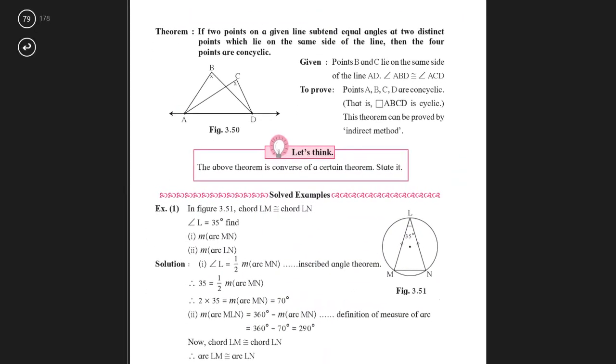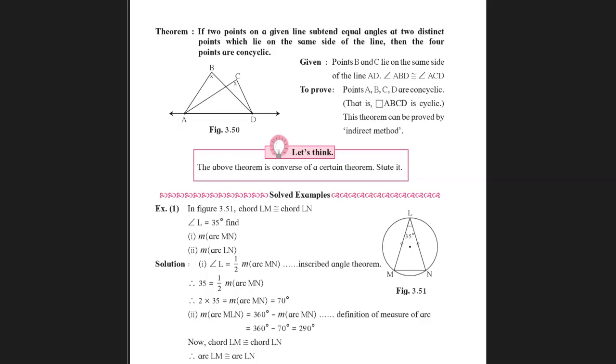We come to our next theorem. If 2 points on a given line subtend equal angles at 2 distinct points which lie on the same side of the line, then the 4 points are concyclic. What it means is if you have 2 points on a given line, and we are considering the line AD, you have 2 points on the same side of the line, which are B and C, and if you find that these two angles which are subtended are congruent, that is angle ABD and angle ACD are congruent, then all 4 points A, B, C, D are concyclic. This is what the theorem says.